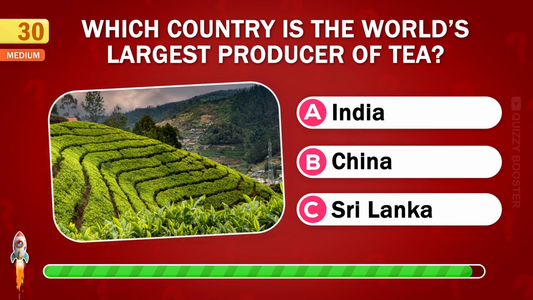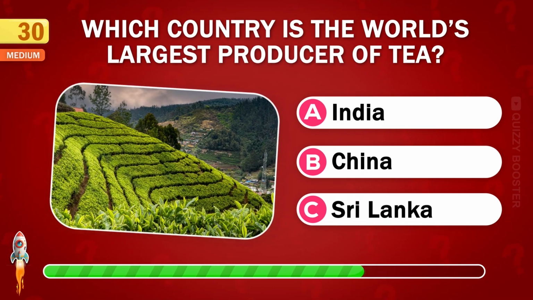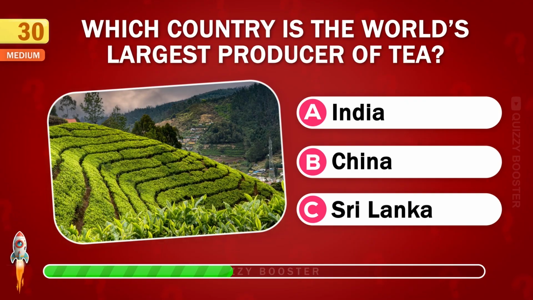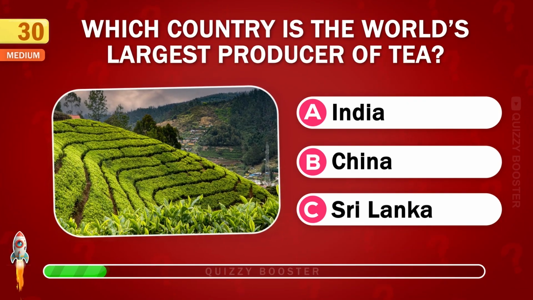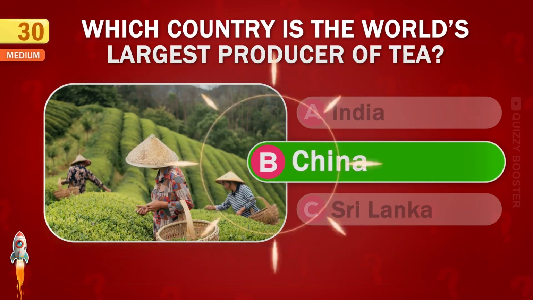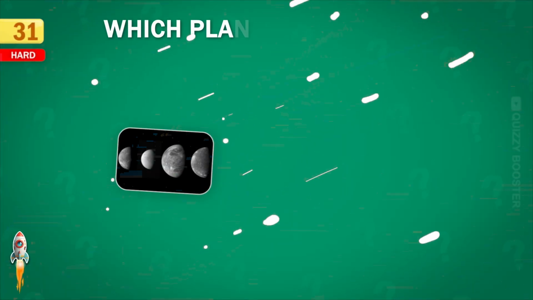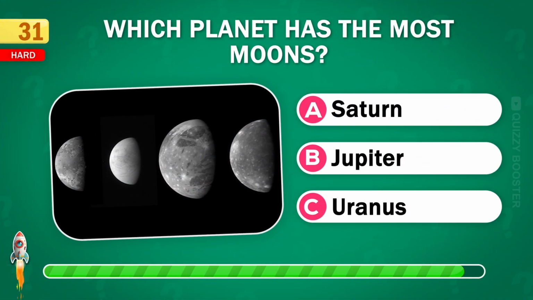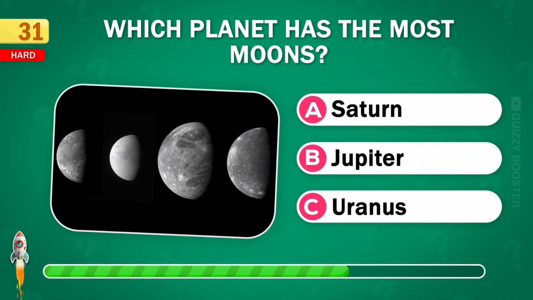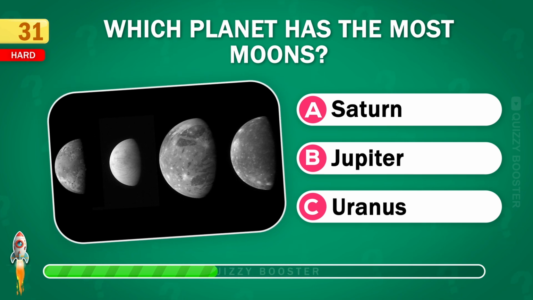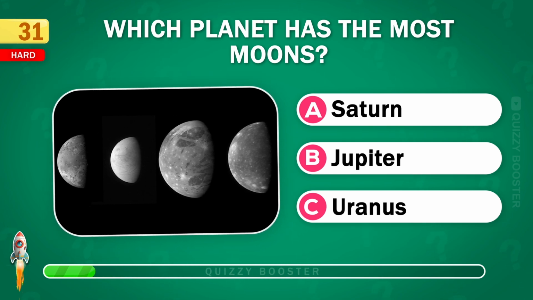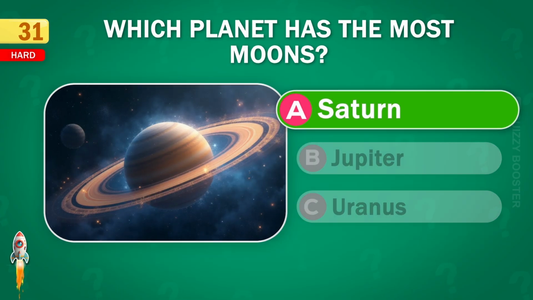Which country is the world's largest producer of tea? China is the answer. Which planet has the most moons? Planet Saturn has the highest number of moons.